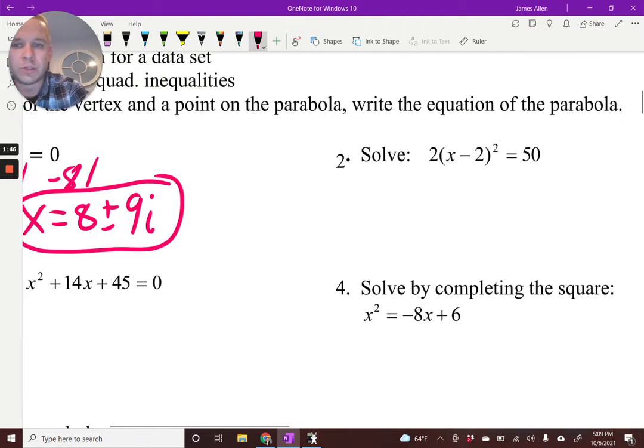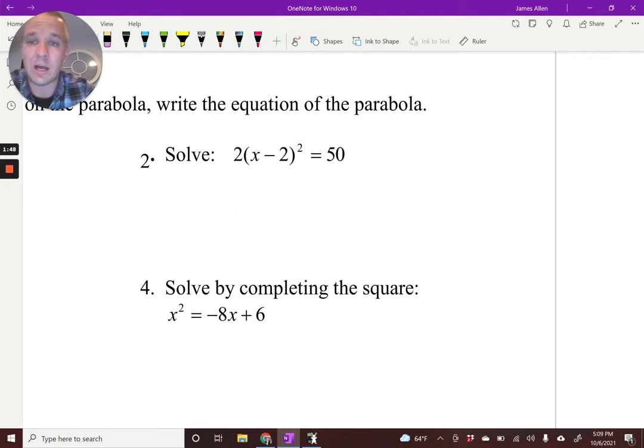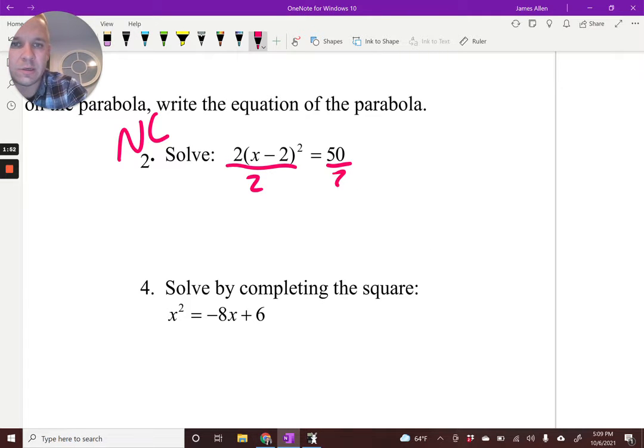Non-calc. Over to 2. Again, a non-calc problem. So I'm going to divide by 2 first. And I apologize if I'm going too fast, but I got things to do. I got to go mow my lawn. Okay, and River Dog Jenny wants to play. Well, she's just chilling for right now.